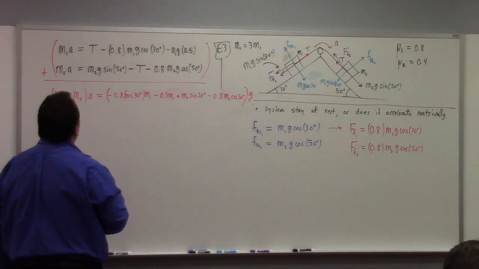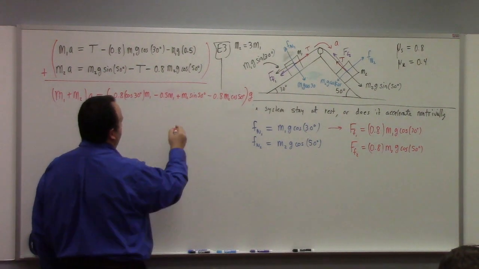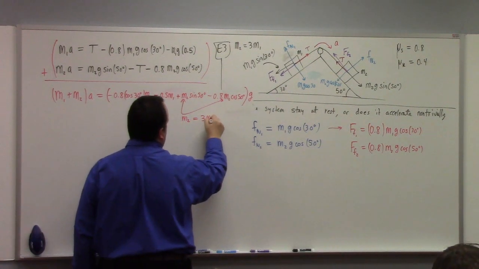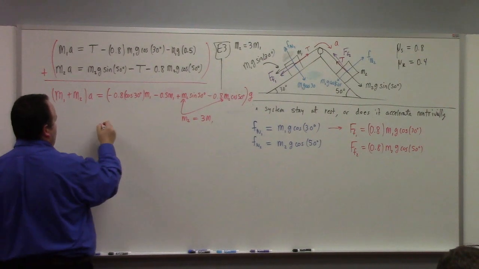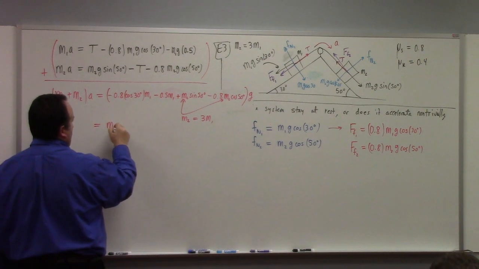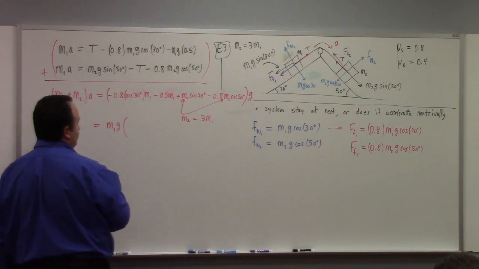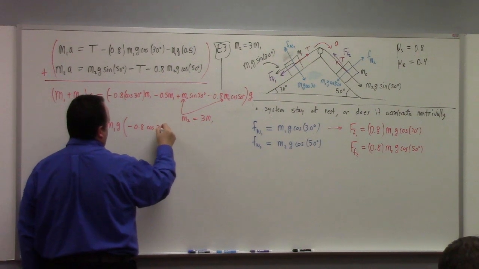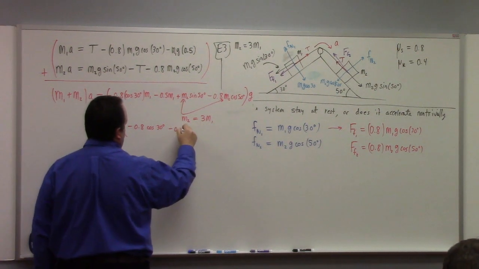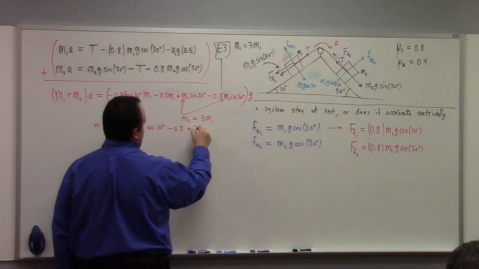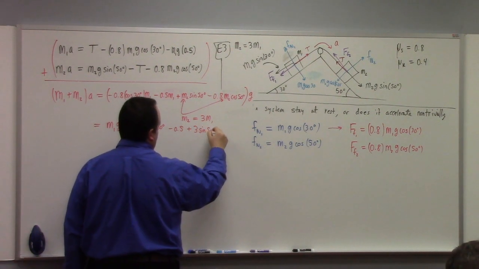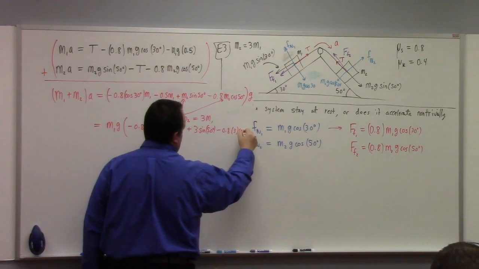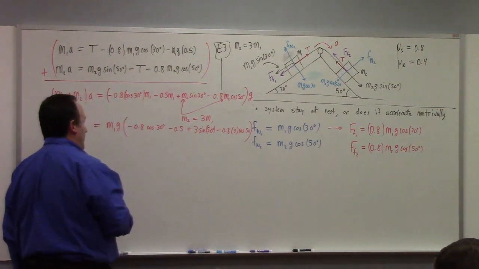So let's see, what did we say about m1 and m2? m2 was what? 3 m1, right? So we can rewrite this. This is actually m1 g times what? Minus 0.8 cosine of 30 degrees minus 0.5 plus 3 times the sine of 50 minus 0.8 times 3 cosine 50. And what does that work out to?